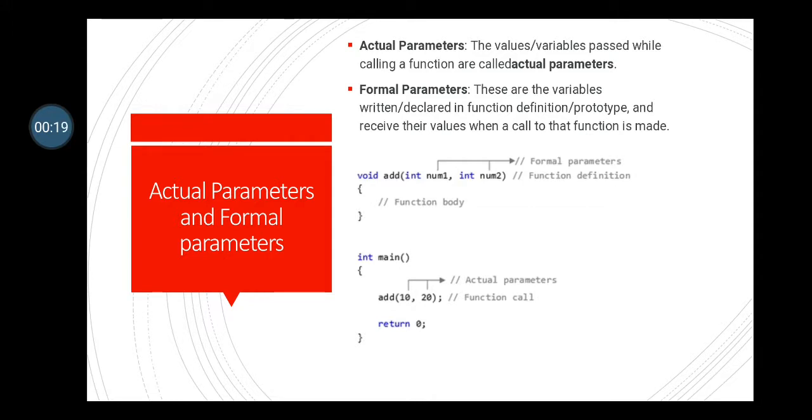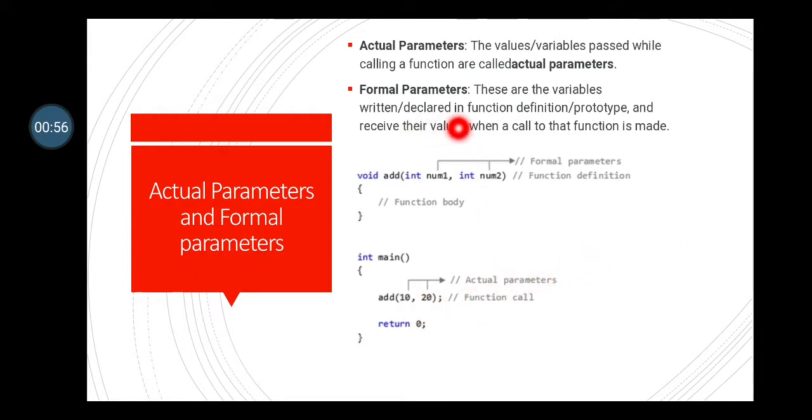Actual parameters are the values or variables passed while calling a function. When a function is called in this manner, the arguments passed in the function, like 10 and 20, are called actual parameters. These are the values 10 and 20. We can also pass variables like integer x, comma y, and x and y will hold some value, so they can be called actual parameters or arguments.